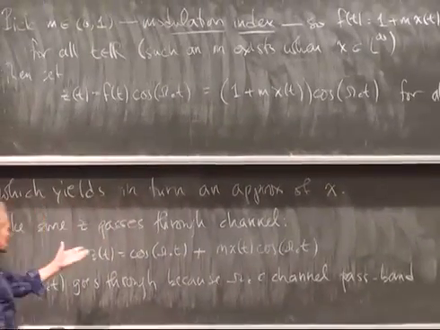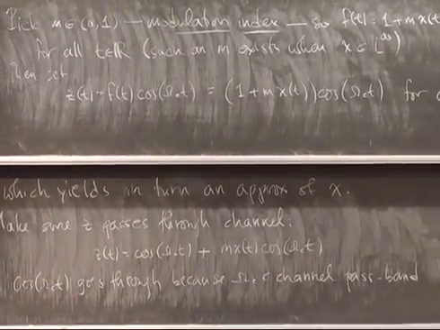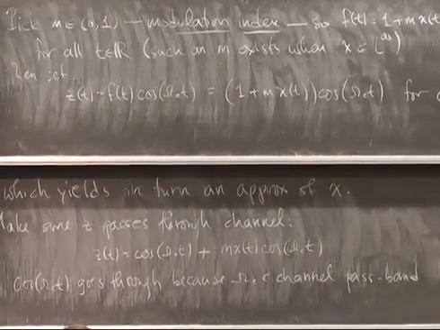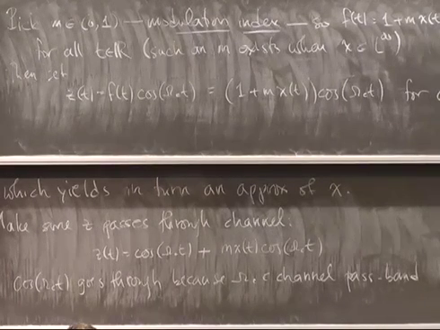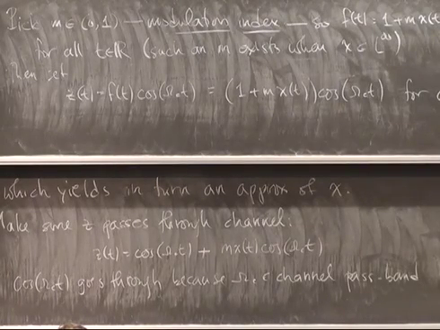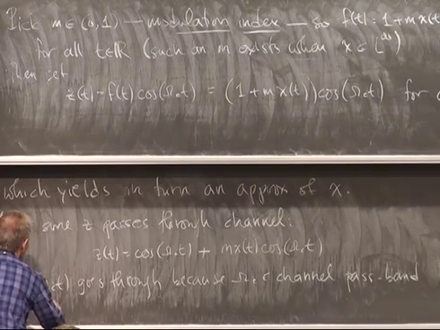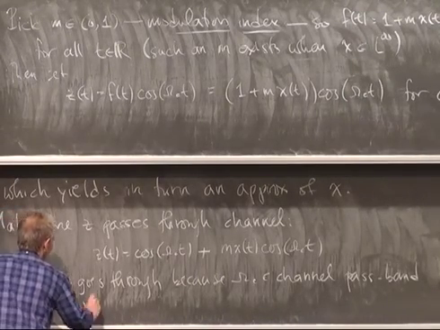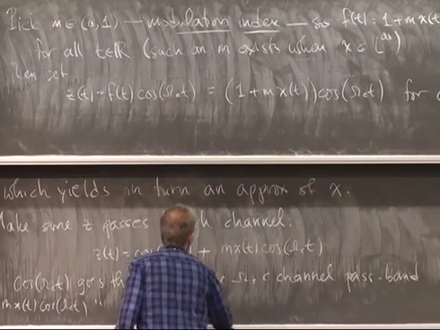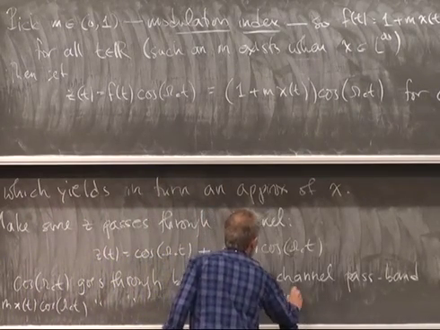What about the second term? The second term goes through for the same reason it did before. We already looked at what happened when you put x of t cosine omega ct through the channel. It went through. And so that one, m times it, goes through for the same reason as before. So m x of t cosine omega ct goes through, same as before.